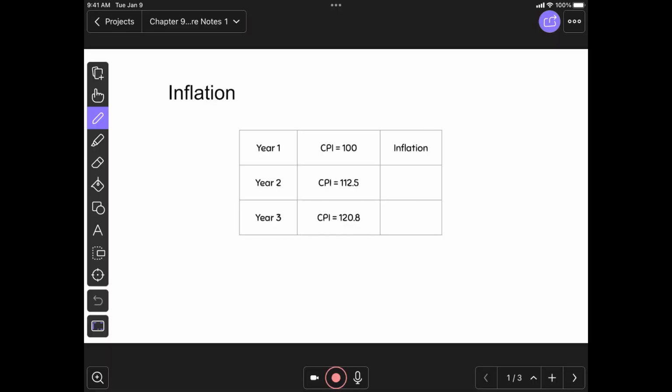Let's do a little practice. So remember that we're going to calculate inflation using the percentage change formula. So that's just going to be later minus earlier divided by earlier. And then again, we multiply it by 100 to put it into a percent. So that's what we're working with.